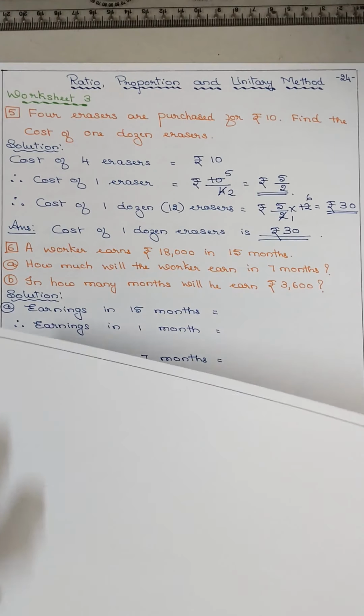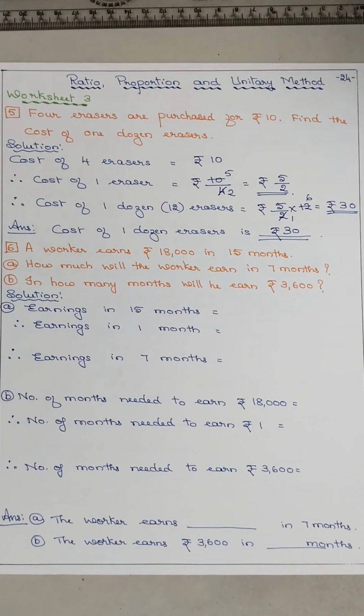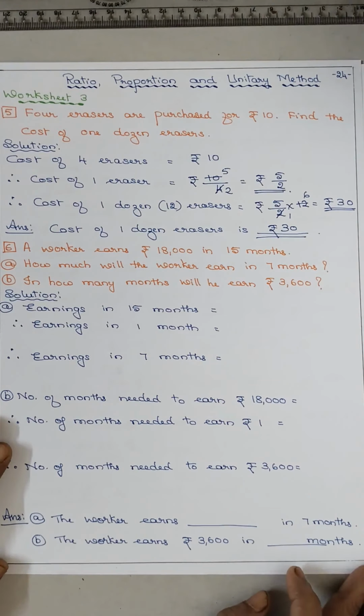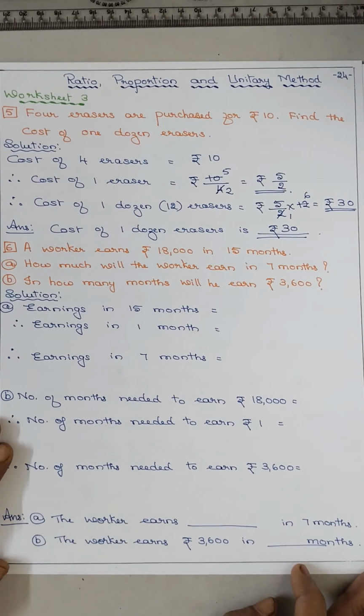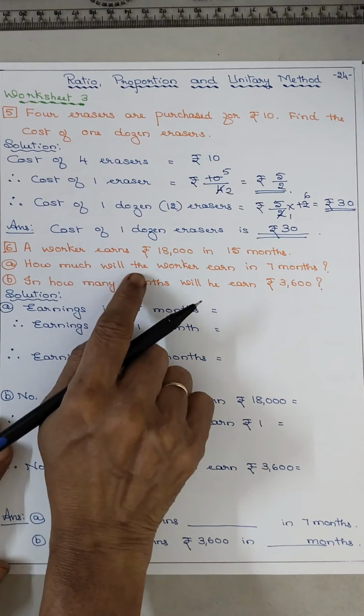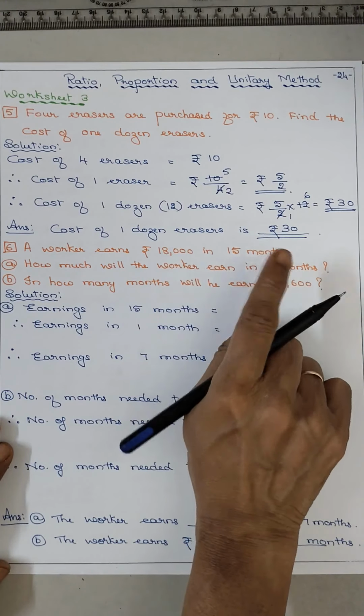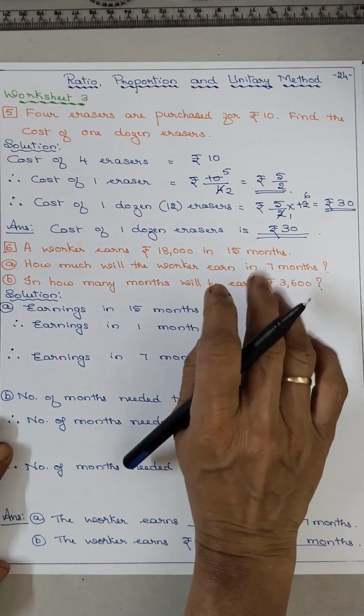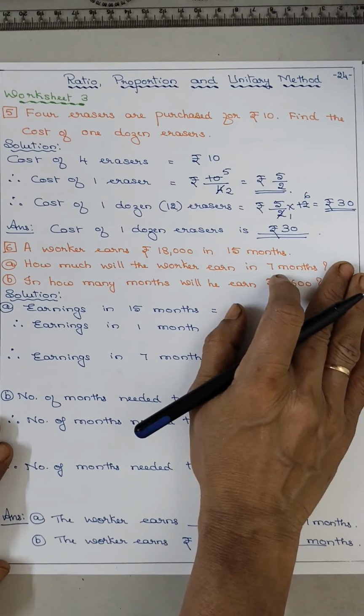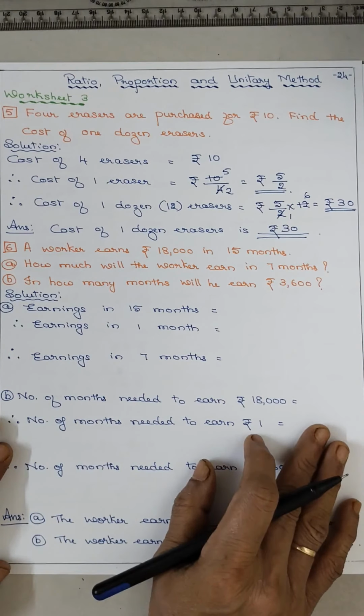Now coming to the sixth sum. See, in the example I have told, the 2 questions were asked in that, isn't it? So you have to be a little bit careful. First, a worker earns 18,000 in 15 months. First question, how much will the worker earn in 7 months? 18,000 in 15 months. How much in 7 months? So this is a usual question. So accordingly you can do.